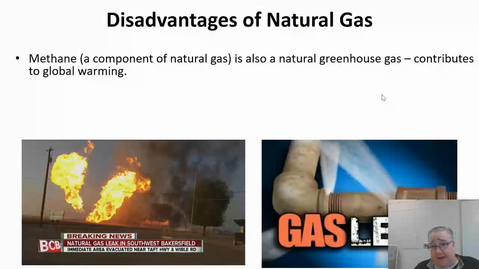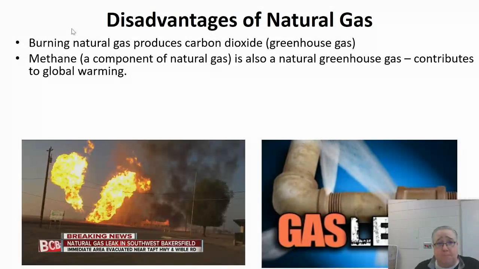Now, some of the disadvantages. Again, I've already mentioned this, but whenever you burn natural gas, or any fossil fuel, you will get CO2 produced from that combustion reaction. So in that aspect, it's not good. Even though there's less CO2 than, let's say, burning coal or oil, this is still not a good thing.